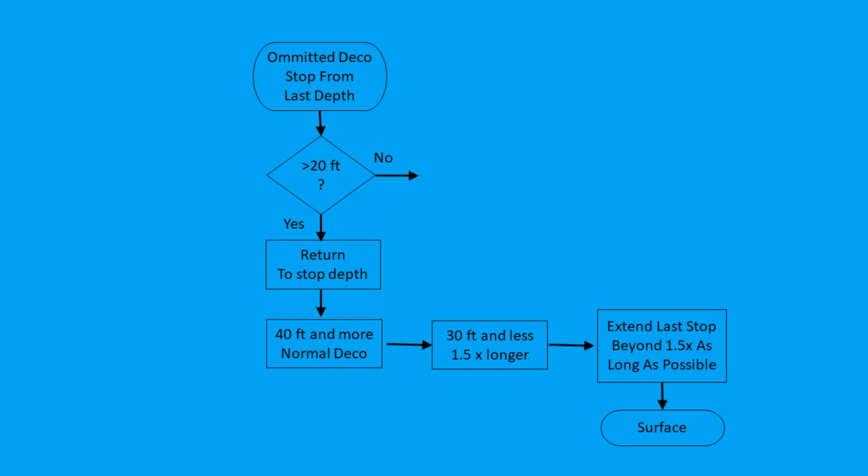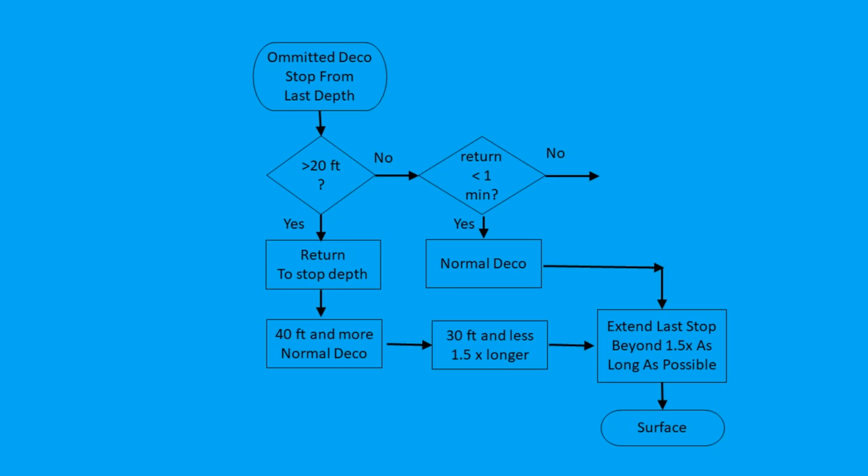Now let's take a look at the situation where, when you're asking yourself, are you greater than 20 feet, the answer is no. This means you're at 20 feet or less. You now need to know if you can return to your original depth in less than 1 minute. If you can return to your original depth in less than 1 minute, then you want to hold your normal decompression stop time. You would then want to extend your last stop time beyond 1.5 times as long as possible. After holding the last stop as long as possible, you would then surface.